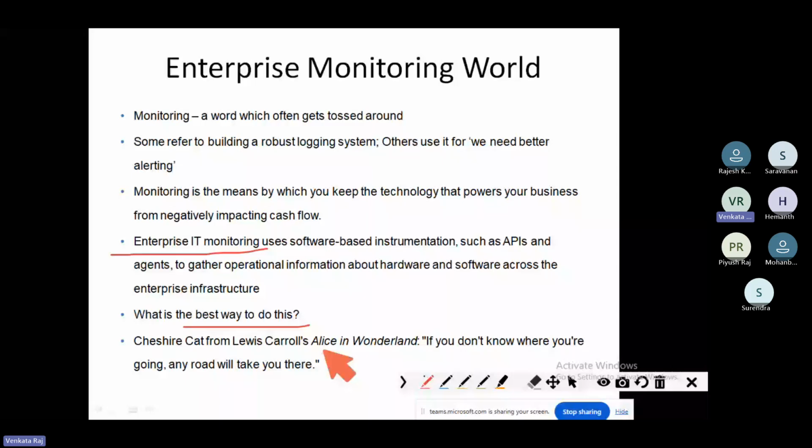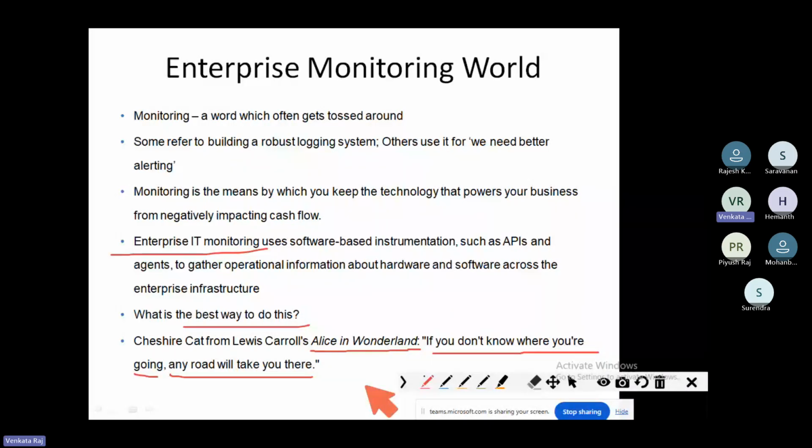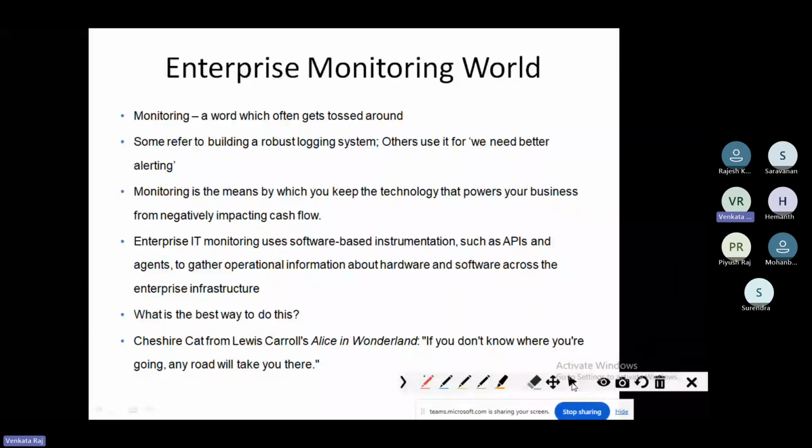So here, you all would have read Alice in Wonderland, I believe. If you don't know where you are going, any road will take you there. If you don't know where you are going, whichever road you take, you think that you have reached the destination, right? Yes or no, everyone? So that is why we need to know, guys, what we want to do. Otherwise, we'll always think that whatever we have done, we have achieved our goal. So it's very, very important to know your objective, to know your goals.